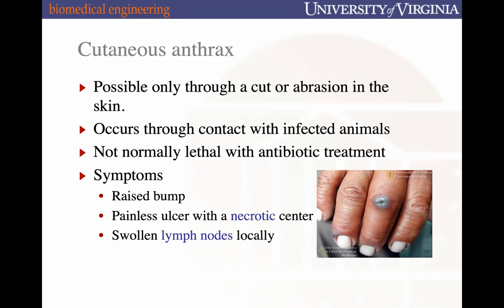And it also is characterized by swollen lymph nodes locally in that area. As we described before with the secondary lymphoid organs, like the lymph node, we have lymph nodes all throughout our body. And so it's the local lymph nodes that become swollen around the infection site.